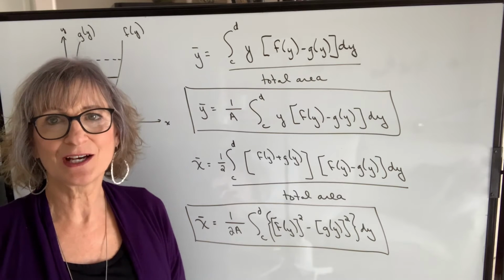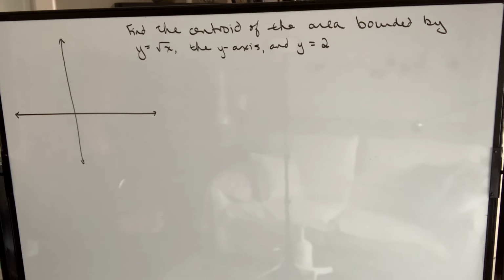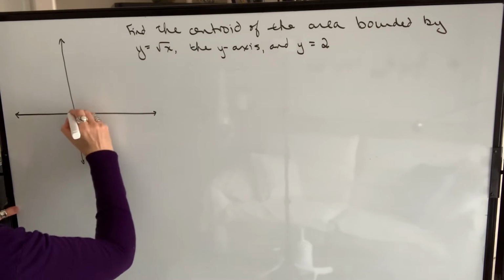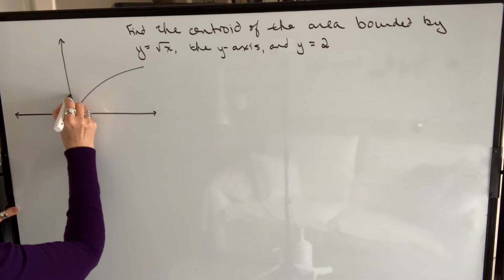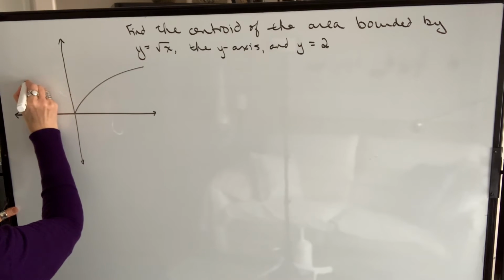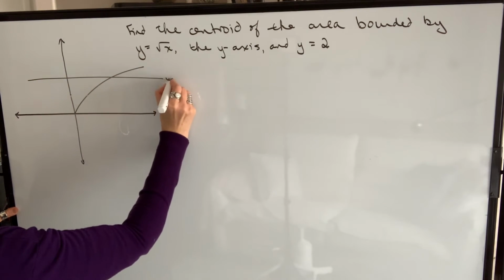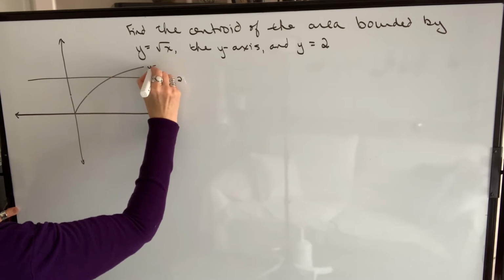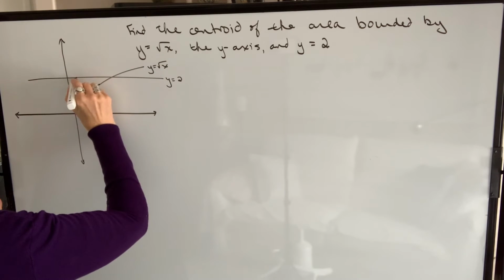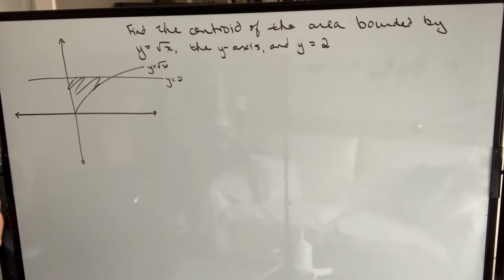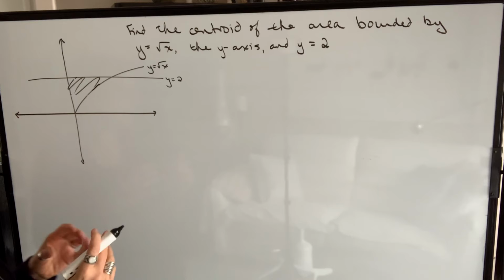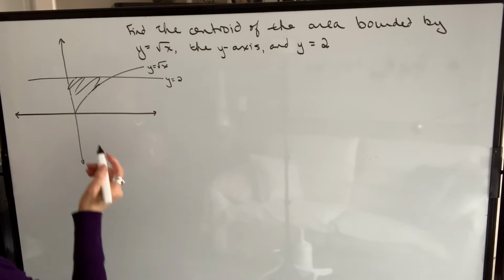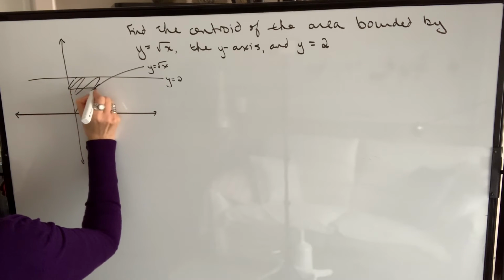Let's take a look at an example. Okay, in our example, it asks us to find the centroid of the area bounded by y equals square root of x, which looks like this, the y-axis, and y equals 2. This is the region we're working with, and we can do this using vertical or horizontal. It's actually going to be easier if we use horizontal, so let's do it that way and use the formulas we just described.